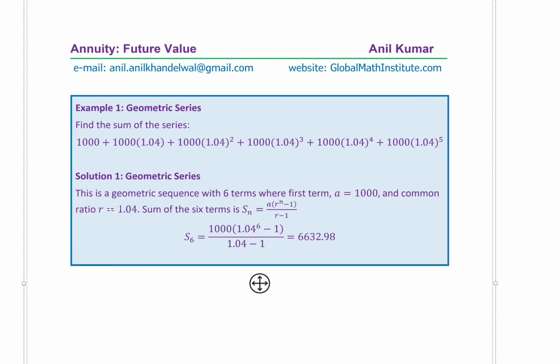In this particular case, this is a geometric sequence where there are 6 terms. The first term a is 1000 and the common ratio r is 1.04. Therefore, the sum of the 6 terms will be S of n equals a times r to the power of n minus 1 divided by r minus 1. And so you get the sum as 6632.98, right?